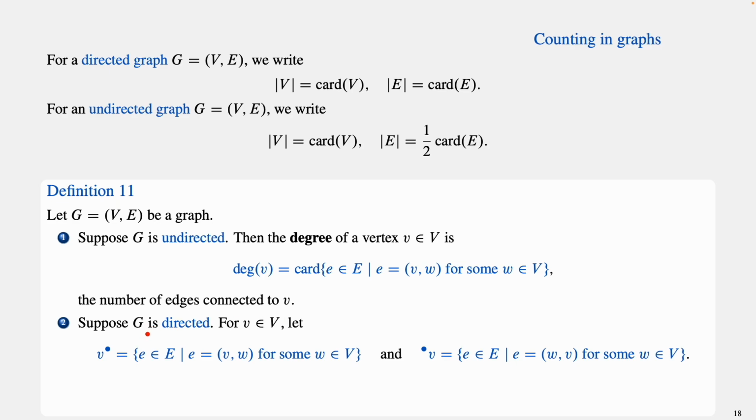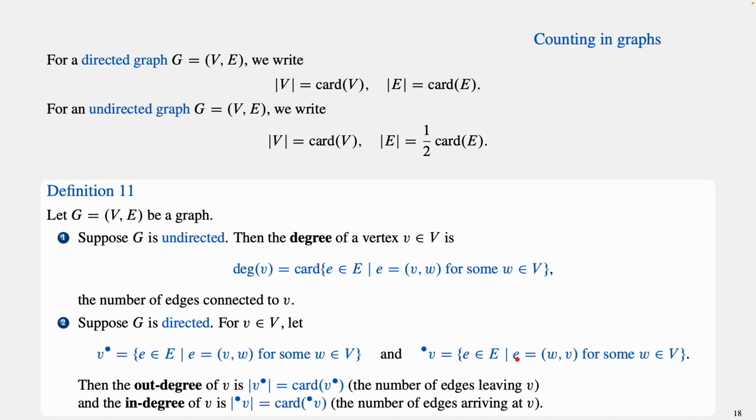And now suppose G is a directed graph, then it's a bit more complicated. So first we define these 2 sets here. I call this V out. It's the set of edges that have V as their initial vertex. And I call this V in. It's the set of edges that have V as their second vertex. So this is a set of edges leaving from vertex V, and this is a set of edges arriving at vertex V, and we can count those.